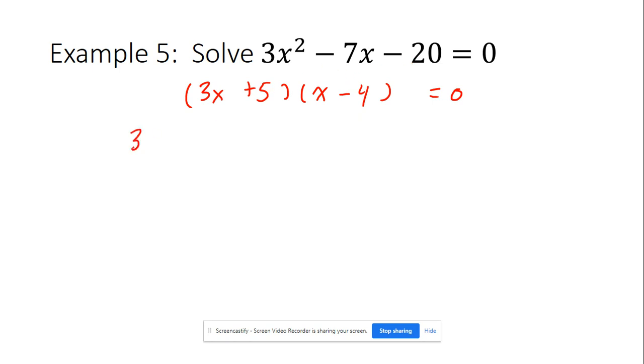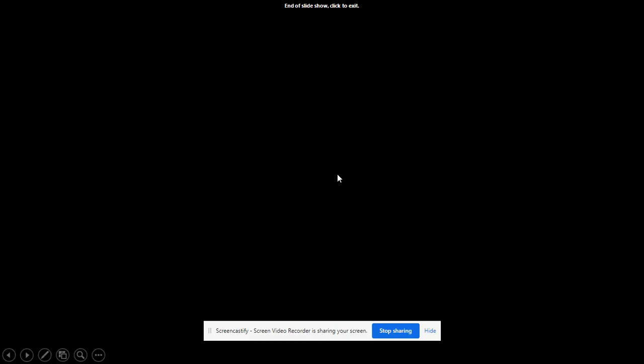Okay, so either 3x plus 5 equals 0. That means 3x equals negative 5. That means x equals negative 5/3. Or x minus 4 equals 0. That means x equals 4. So my two solutions are x equals negative 5/3 and x equals 4.